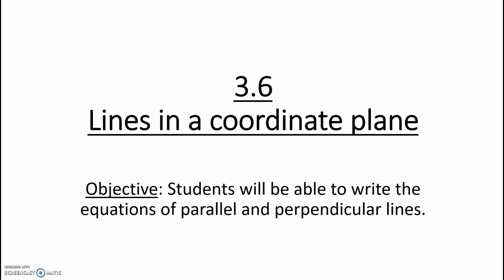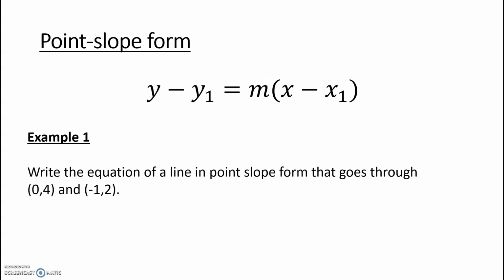All right, moving on, we're going to go to section 3.6, and that should wrap up chapter 3. I want to start with point slope form. There's a reason they call it point slope form. It's because you need a point and a slope. So if you ever have a point and a slope, you probably want to use point slope form.